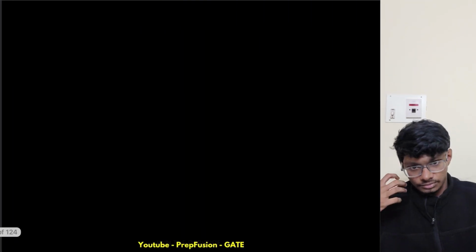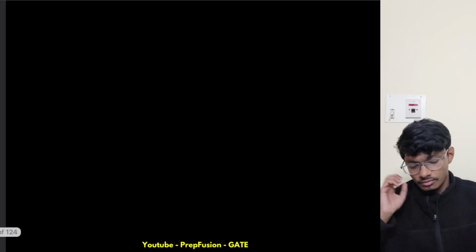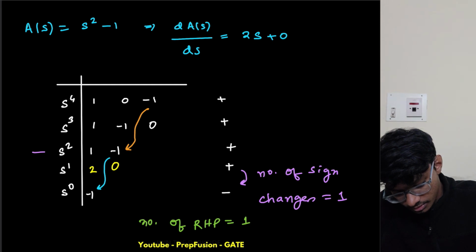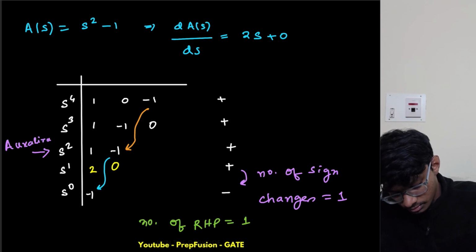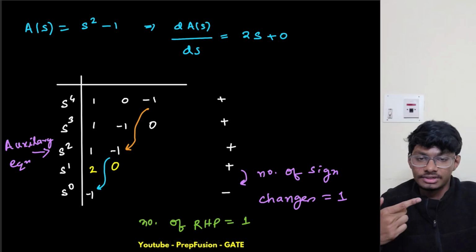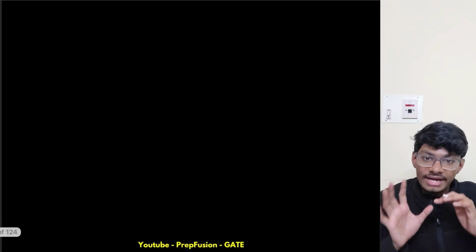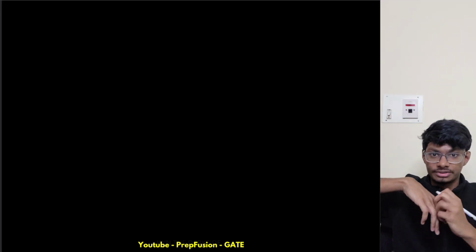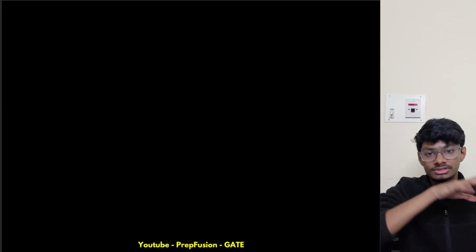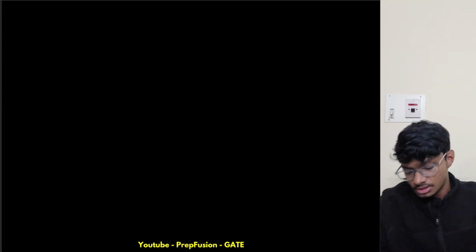Now let's understand the new concept. What is the new concept? My auxiliary equation was this one, A of s, the auxiliary equation. This row was my auxiliary equation. Now the number of sign changes below the row of my auxiliary equation will give me the number of symmetric left half poles and right half poles. Let's understand that.